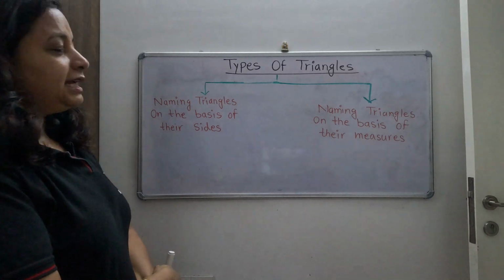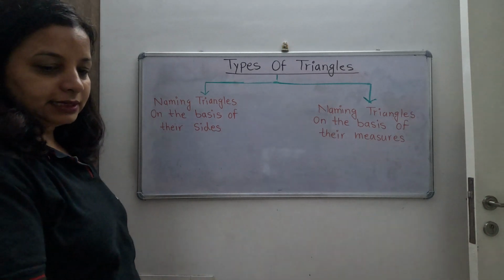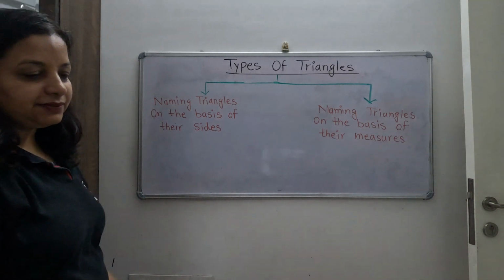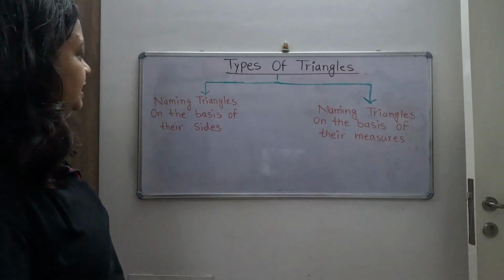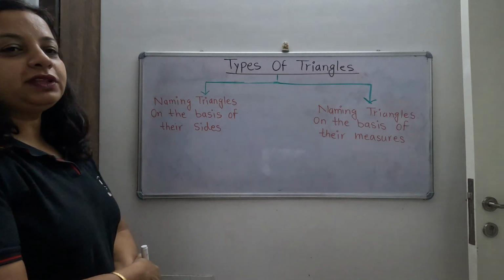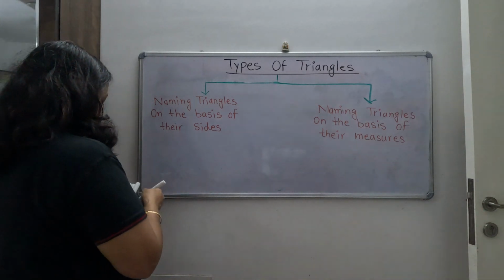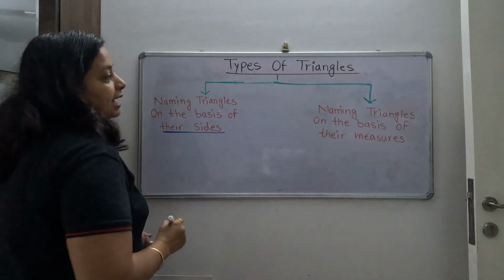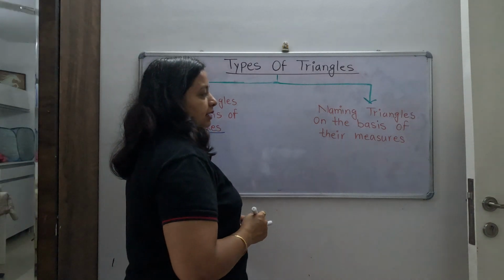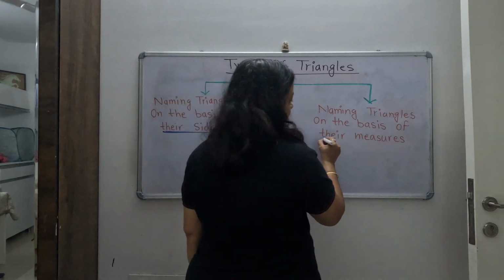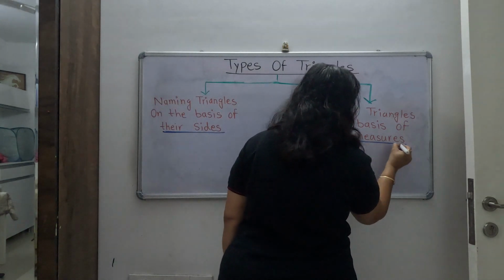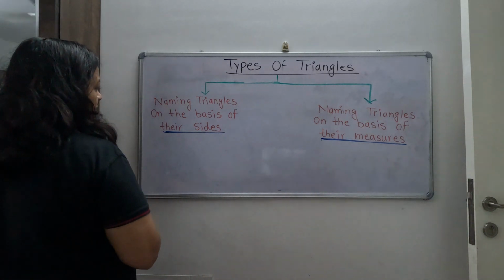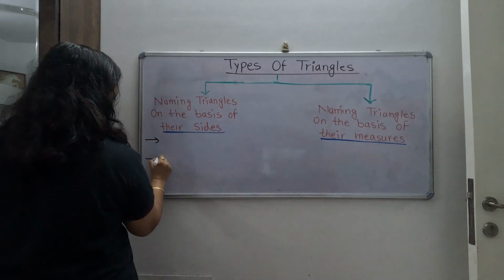So you should know these basics of the triangle. Now we are learning types of triangles. Various types of triangles we have. First is naming triangles on the basis of their sides. And some triangles are named on the basis of their measures. Measures means angles. Now we will discuss one by one. I am writing the types, then we'll discuss one by one.